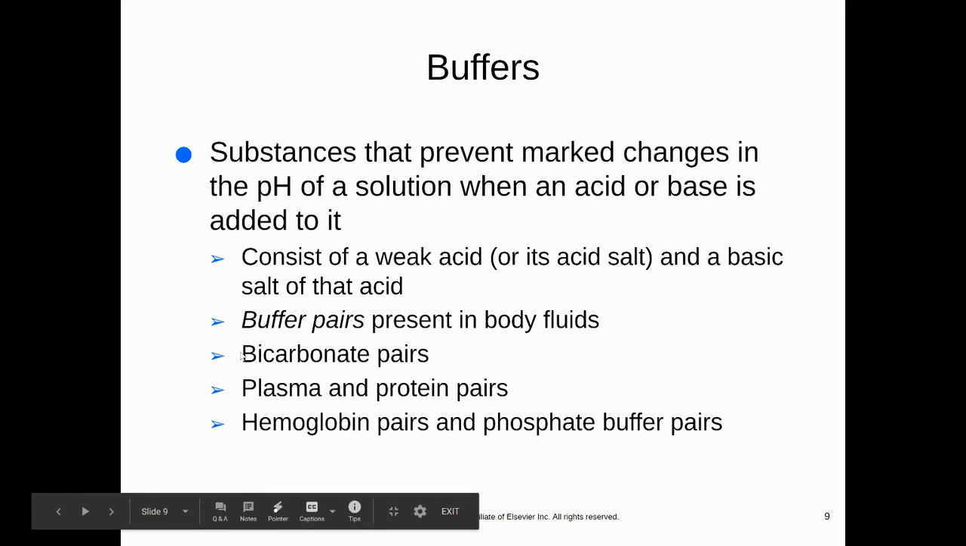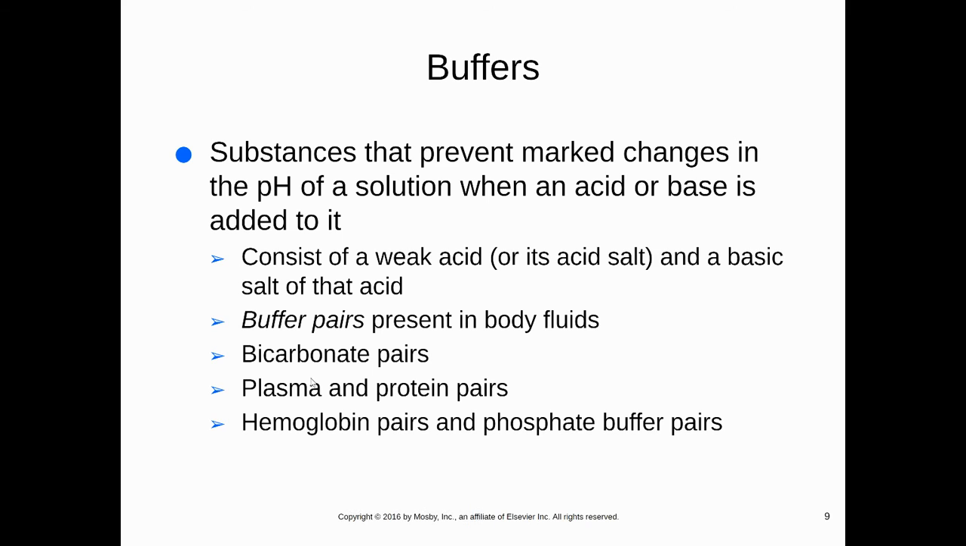So a lot of times we have buffer pairs that are going to be present. The biggest ones that you need to remember are the bicarbonate ion or bicarbonate pairs. Again, that's very important to remember. We have plasma and protein pairs. Again, very important to remember. And then we have hemoglobin pairs and phosphate buffer pairs. Remember, phosphate is something that shows up a lot. That's because we have a phosphate group on our nucleotides, and ATP consists of 3 phosphates. So phosphate is all over our cells.